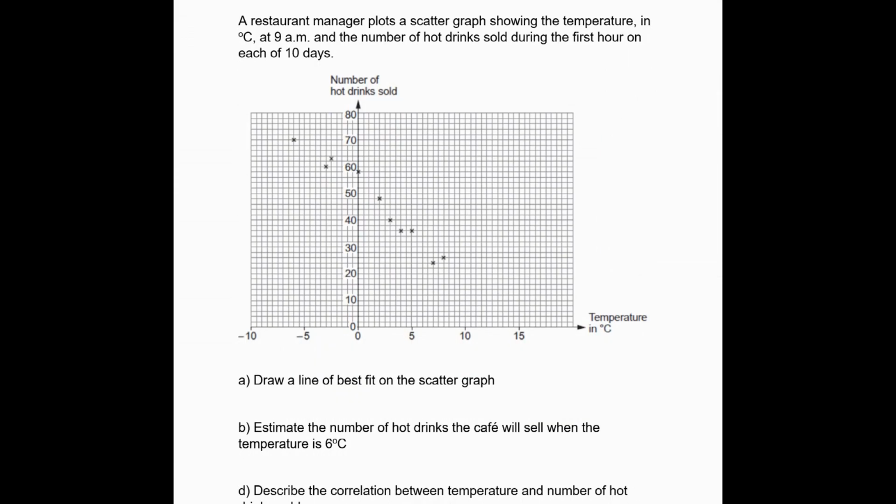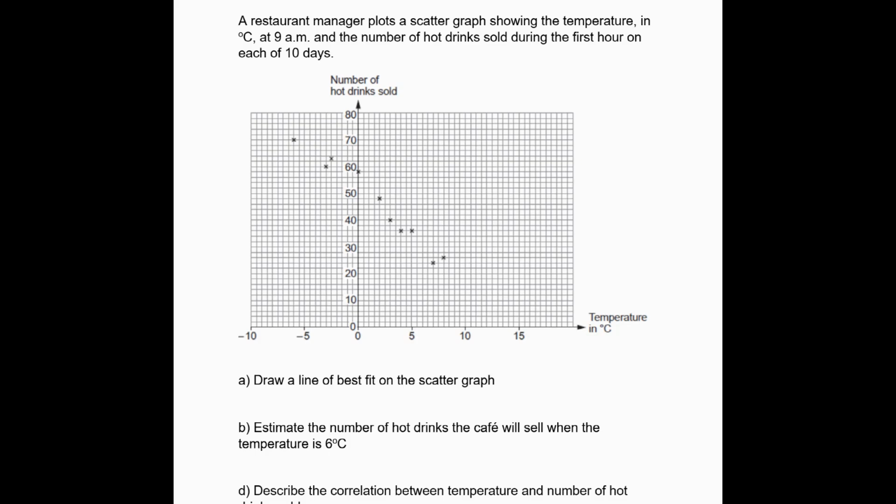Here's another example of a scatter graph. A restaurant manager plots a scatter graph showing the temperature in degrees C at 9 AM and the number of hot drinks sold during the first hour on each of 10 days. Now you can think about this sensibly. If the weather's hotter, people are less likely to buy hot drinks. But it's important to note, though, that these graphs don't show what we call causation. It doesn't tell us straight away that an increase in temperature causes fewer drinks to be sold. It just shows the relationship.